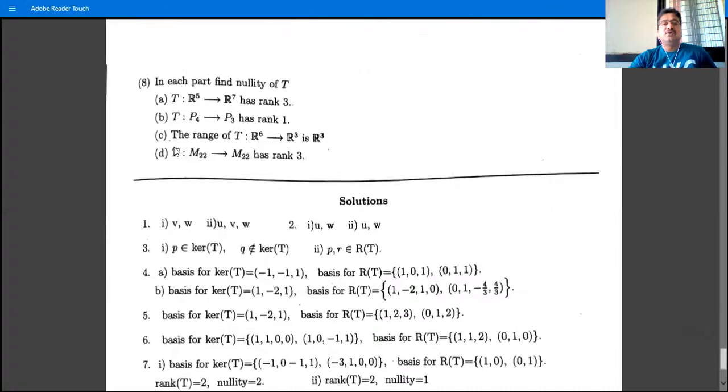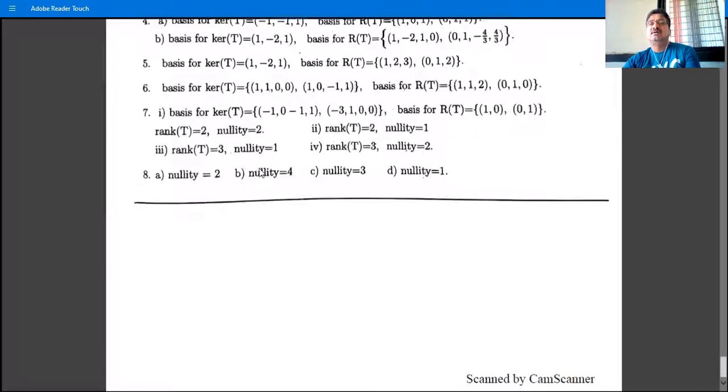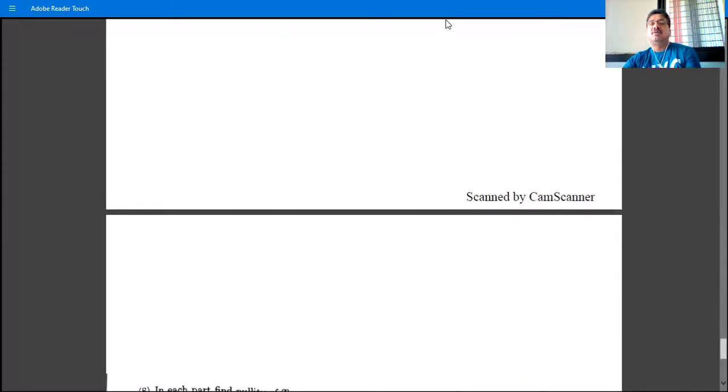Okay, so solve all these problems. These problems are also useful for MCQ type questions. So we will see the remaining examples of rank of T and nullity of T in the next lecture.